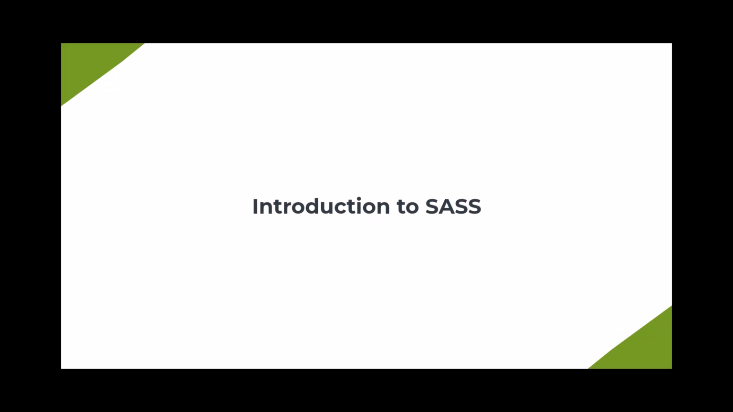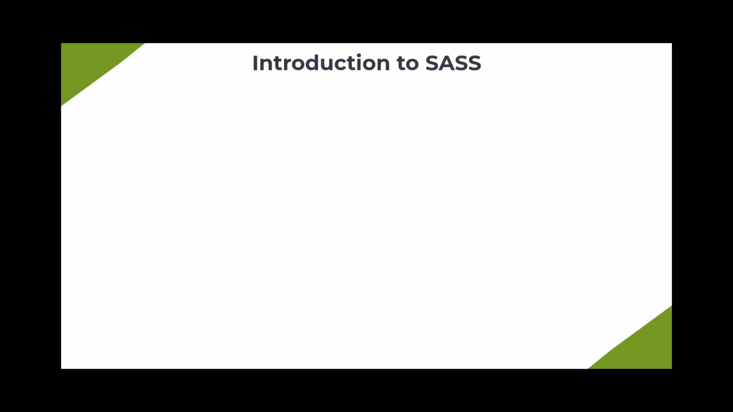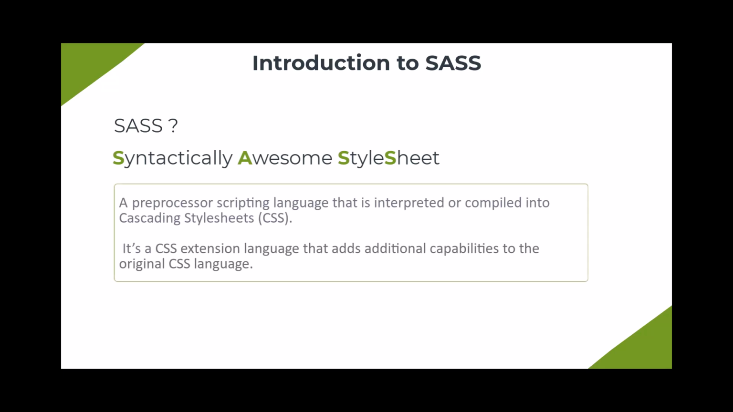In the last section, we looked at the CSS naming convention popular among advanced developers. Now let's look at yet another advanced CSS tool called Sass. Sass, which stands for Syntactically Awesome Style Sheet, is a preprocessor scripting language that is interpreted or compiled into cascading style sheet, CSS.